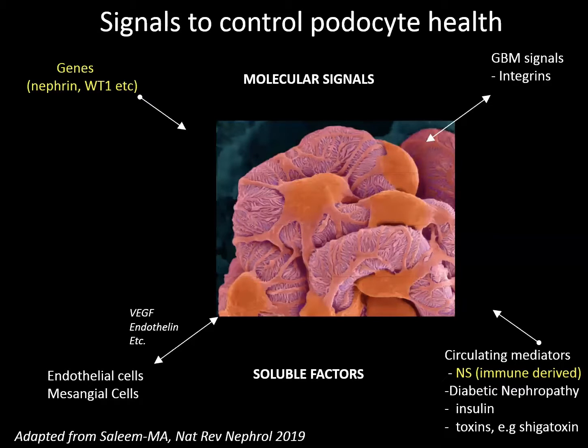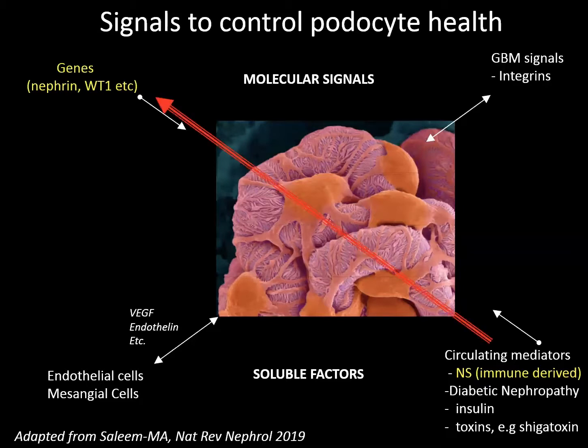Now, clearly for nephrotic syndrome, there's a big story around immune-derived circulating mediators, and I'll talk about that as we go through. But there are also other key circulating mediators like insulin, for example. We've shown very clearly that insulin is crucial for podocyte health, and that could be very important in diseases such as diabetic nephropathy. And then there are circulating toxins like Shiga toxin, which causes hemolytic uremic syndrome, directly acts on the podocyte, and we've got nice data that shows that, which I won't talk about today.